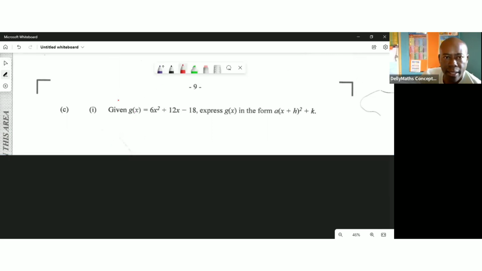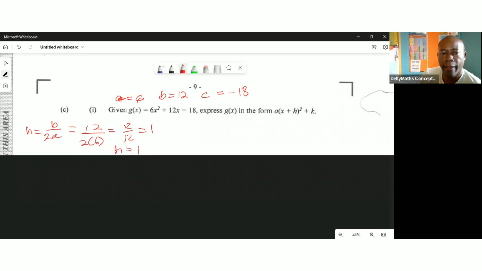So if I know that a is equal to 6 and b is equal to 12 and c is equal to negative 18, if I have all of these coefficients here, I could just drop them in, where h is actually b over 2a. So I could just find h right now, which means that h is equal to 12 over 2 times 6, which means 12 over 12. So my conclusion is 1. So I'm saying h is equal to 1. All right, that's my h value.